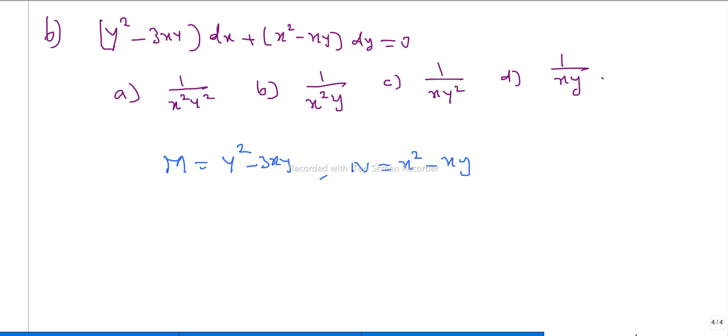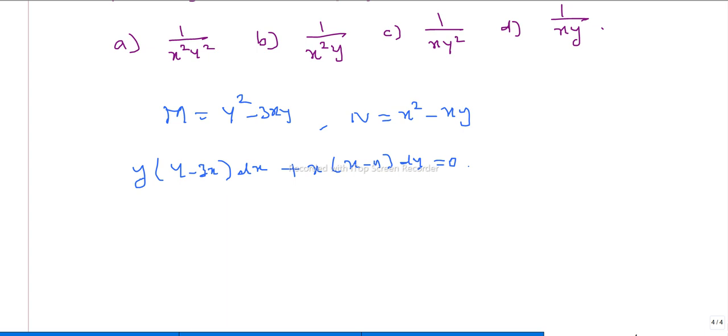Actually this is another form, right? If you take y outside, we have (y minus 3x) dx plus, if you take x outside, (x minus y) dy equal to 0. As I mentioned already, there is another format. Suppose we have a function that is a function of xy. Then we can directly solve this problem. It's not an issue. We try, otherwise we can go to this rule.